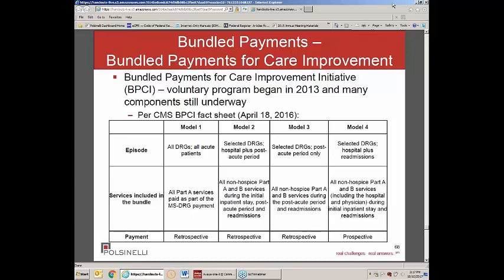Models 2 and 3, the only difference between them is that Model 2 has the inpatient stay included, and Model 3 does not, but otherwise they include post-acute care and readmissions. Both of those are on a retrospective basis, so Medicare pays everybody within that episode of care their fee-for-service payments, and then later reconciles those payments against the target price. The providers and suppliers within the model will get either an additional payment or a recoupment request. Model 4 is where we get to sort of full risk, where the hospital is paid for all of the Part A and Part B services during an initial inpatient stay and readmissions. This would include the physician payments, and the hospital has to collaborate with the physician in order to decrease costs and increase quality. Next slide.